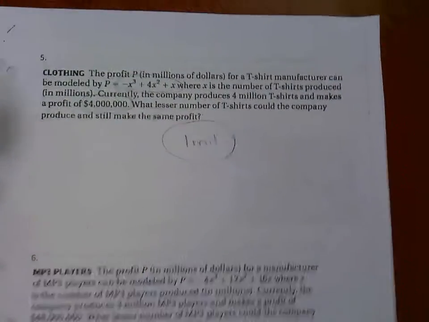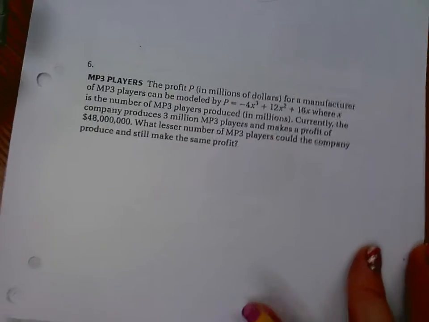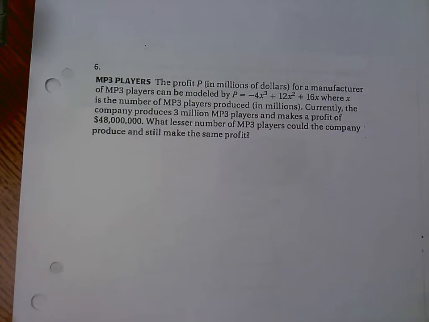All right, and the last one I'm going to do with you is number 6, and then I'd like you to do some problem solving on 1, 2, 7, and 8. MP3 players. The profit for a manufacturer can be modeled by this function. x is the number of players produced. Currently, they produce 3 million and make a profit of 48 million. What lesser number of MP3 players could they produce?